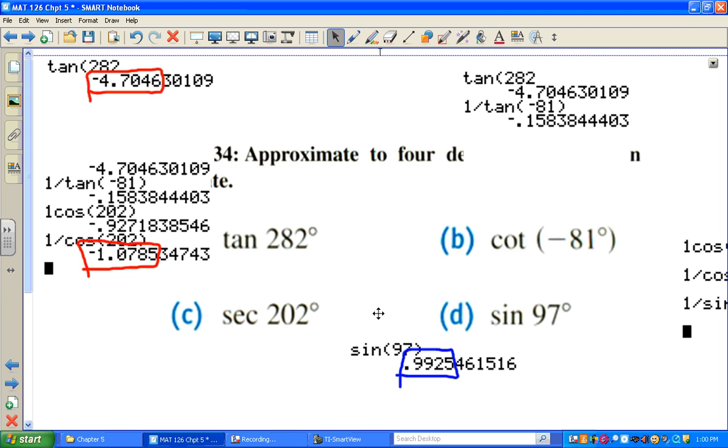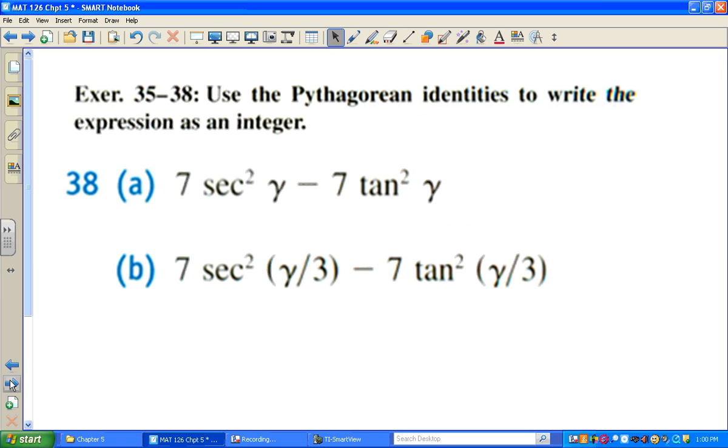0.9925. So use reciprocal identities for your calculator. Use those for degrees and for radians. What's the inverse one for? Inverse? That's when you're looking for an angle. We were looking for a ratio.